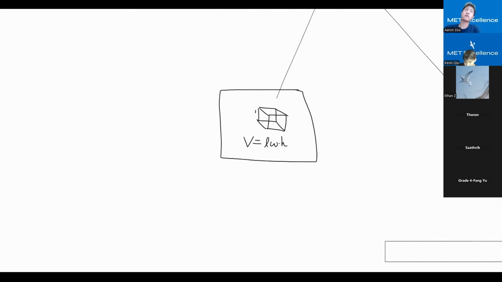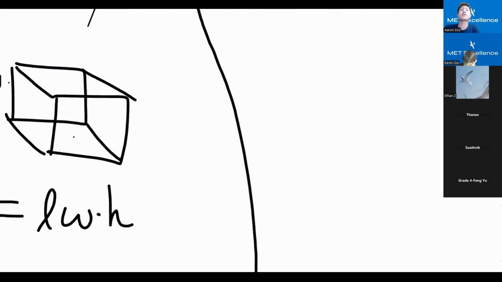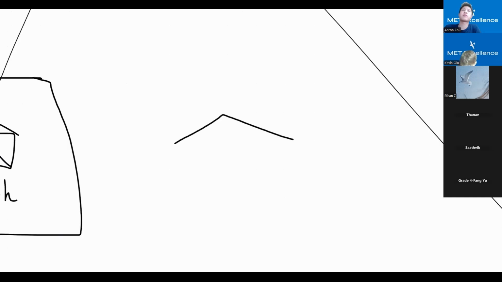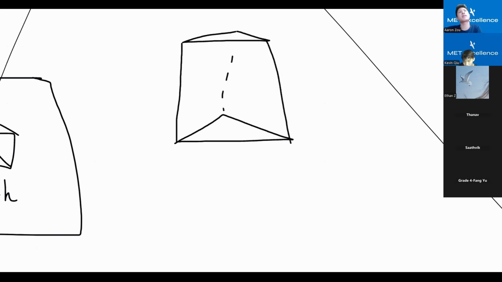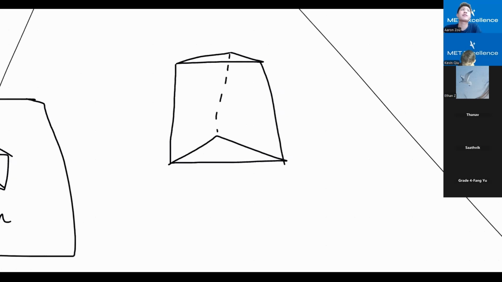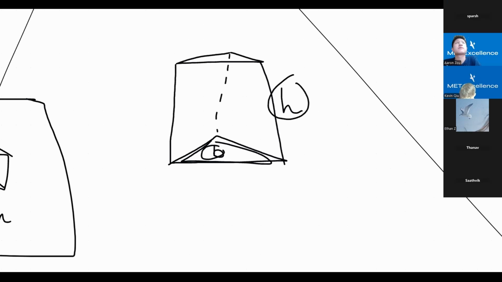But generally, if you have a prism, like a triangular prism, the volume is the area of the base times the height. Don't confuse this with the area of a triangle. Yes? How do you do the volume of a cylinder? You mean the surface area or the volume? The volume. The volume?